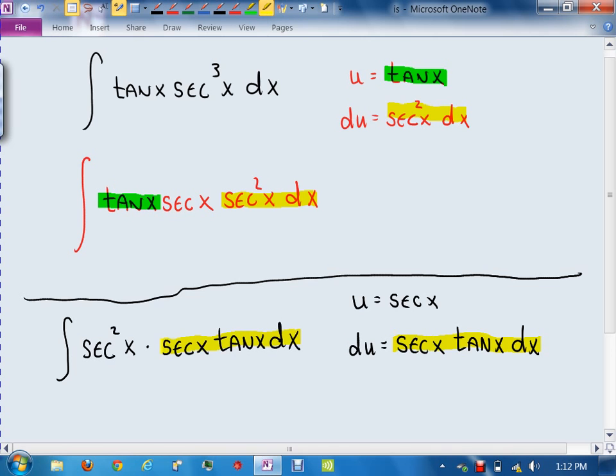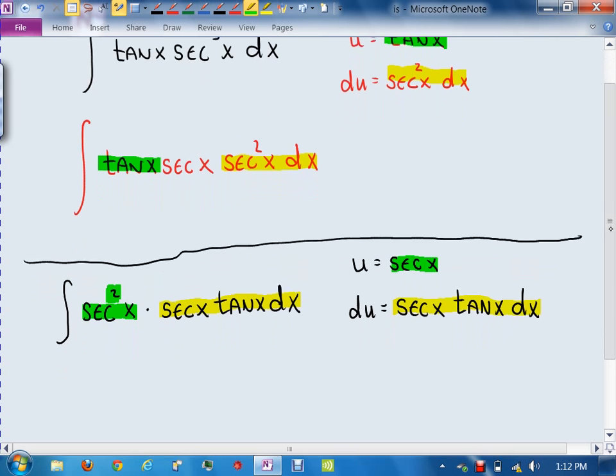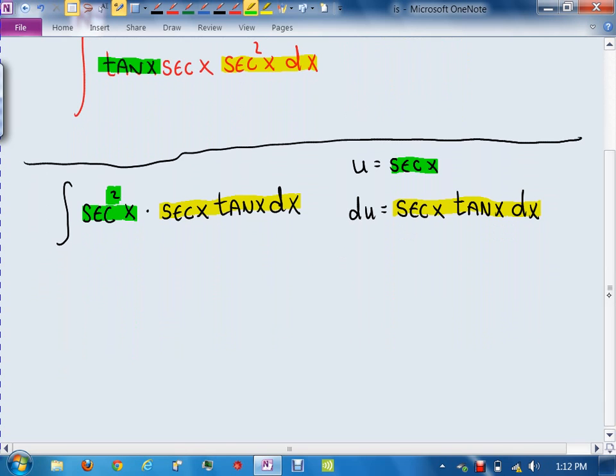And now I've got my secant x tangent x right here. That's my du. And I've got my u, which is secant x, right here, and it's being squared. So that's just going to be a substitution. And my new integral becomes what? Integral u squared du, which is 1/3 u cubed plus c. And then replace u with secant.